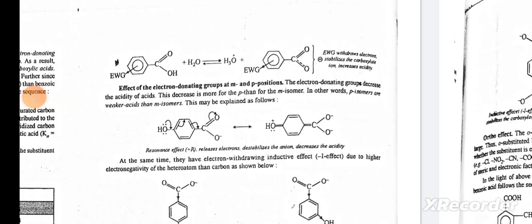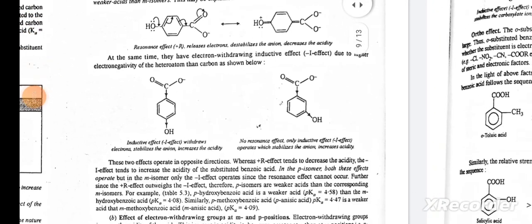This may be explained as follows. Resonance effect, plus R effect, releases electrons, destabilizes the anion, decreases the acidity. At the same time, they have an electron withdrawing inductive effect, minus I effect, due to higher electronegativity of the heteroatom than carbon, as shown below. Inductive effect withdraws electrons, stabilizes the anion, increases the acidity. No resonance effect, only inductive effect, minus I effect, operates, which stabilizes the anion and increases the acidity.